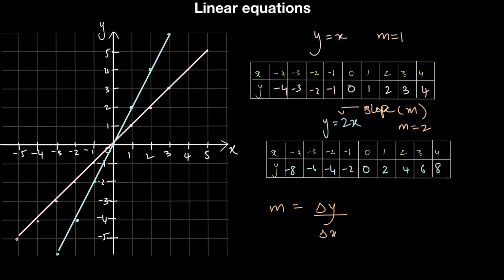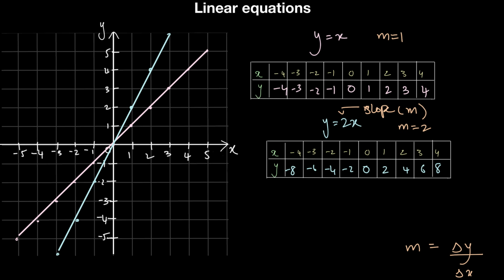So the change in y over the change in x is always a constant, which is equal to 2. So for linear equations, the slope is a constant. It's simply defined as the change in y over the change in x, and it is a constant.